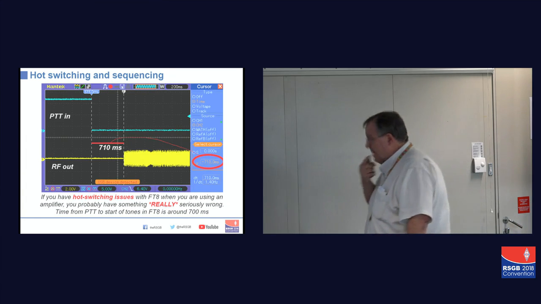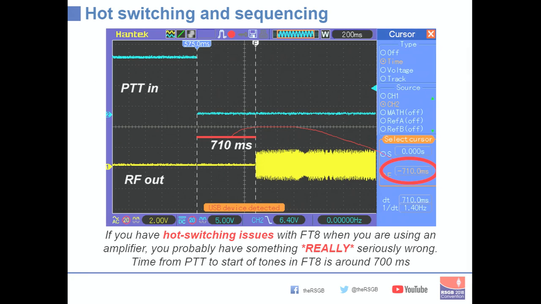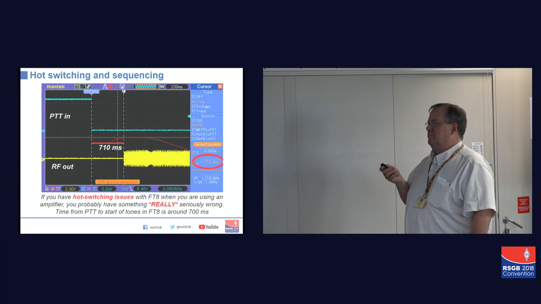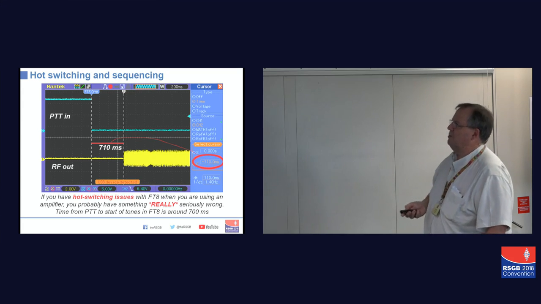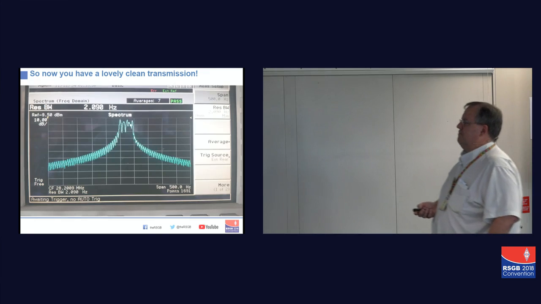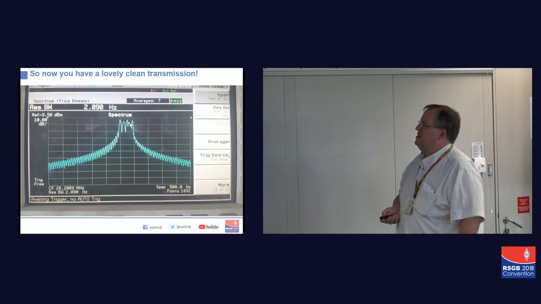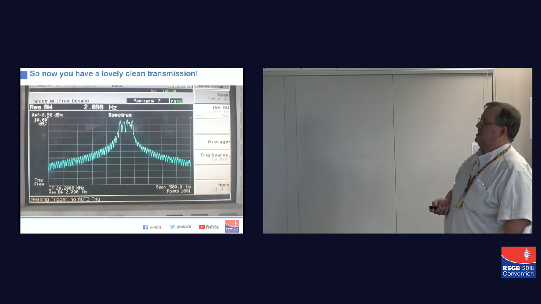Hot switching, right. FT8, when it sends the PTT low, on my setup, it takes 710 milliseconds before the first tone starts. So PTT goes low, everybody twiddles their thumbs, and then the transmission starts. If you have got hot switching going on, after 710 milliseconds, you need to have a very close look at your life and decide what you're doing wrong, because there's enough time there, even for my big 3 centimeter waveguide relay to flip over. So, you know, it shouldn't be a problem. So, we've got a beautiful clean transmission, and my analyzer's showing it very beautifully there. Yes, that looks absolutely spot on.